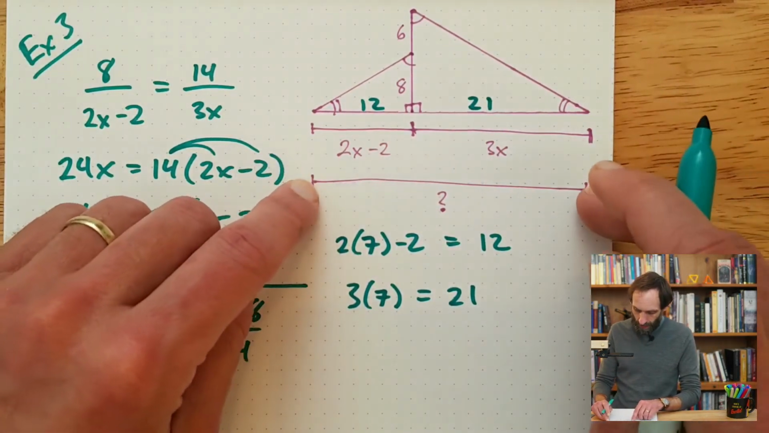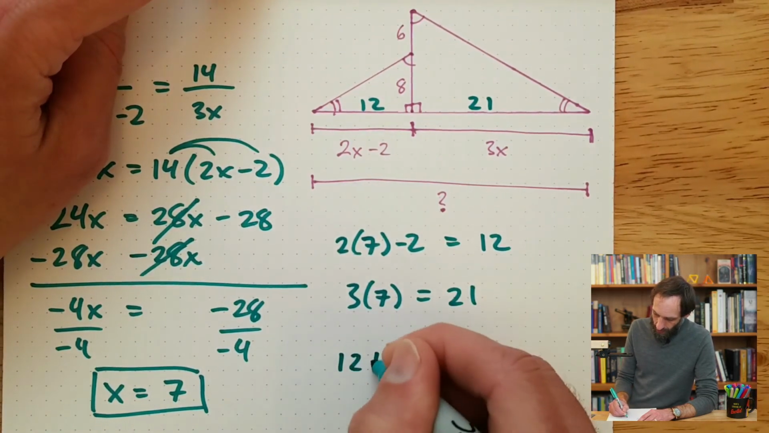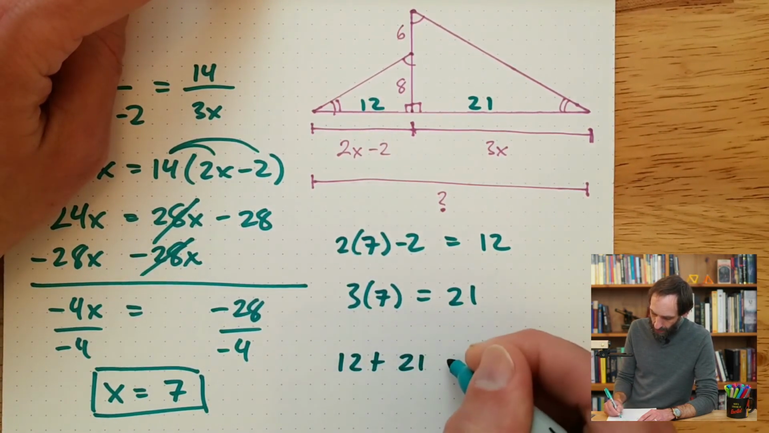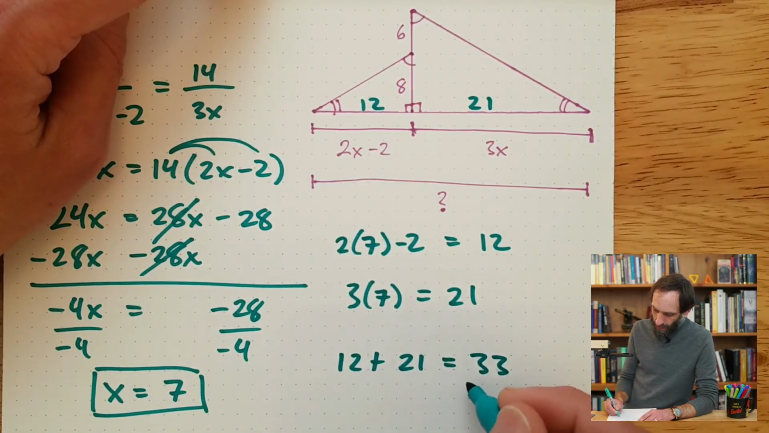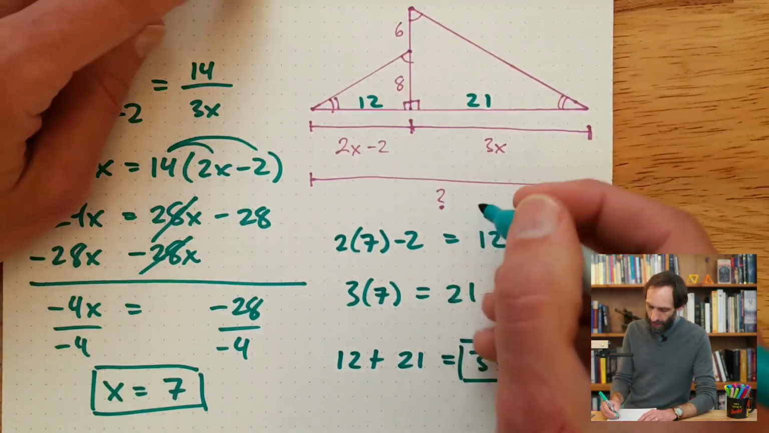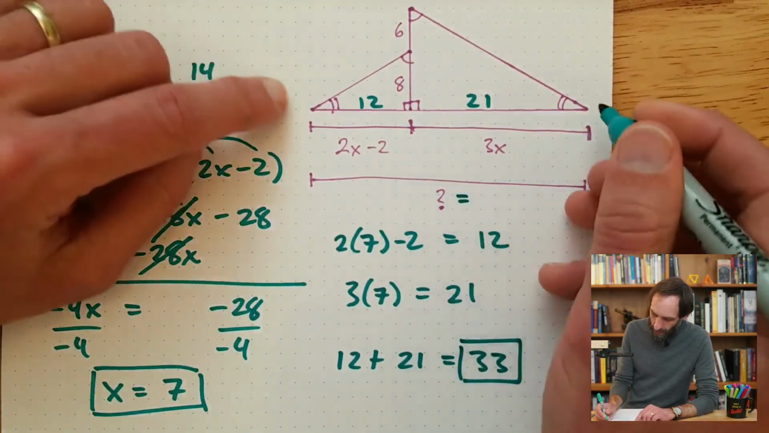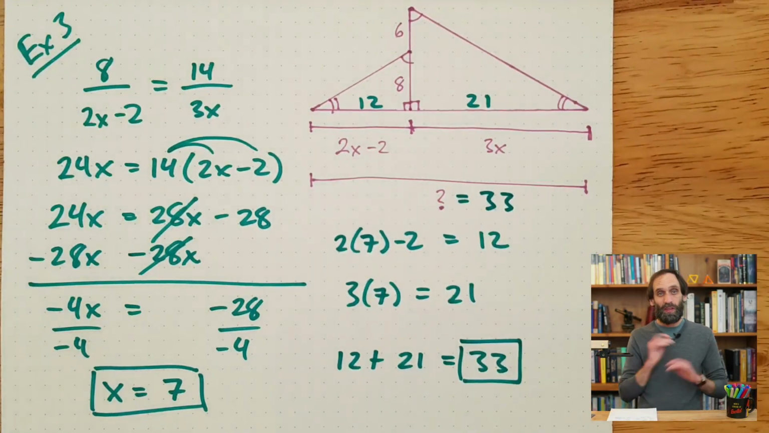Now to get the full length, I just add these two together. And 12 plus 21 is equal to 33. So right there is our final answer. So the length of this unknown side, the total of these two bases together, is 33.